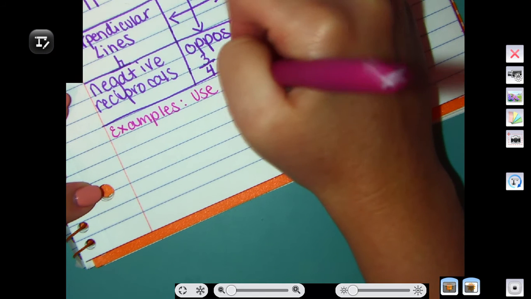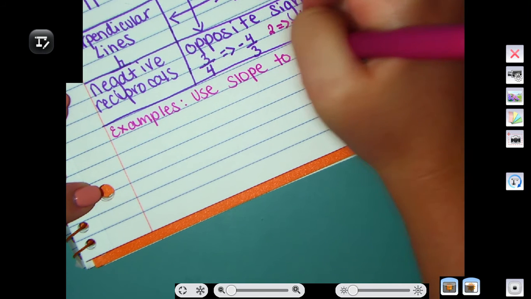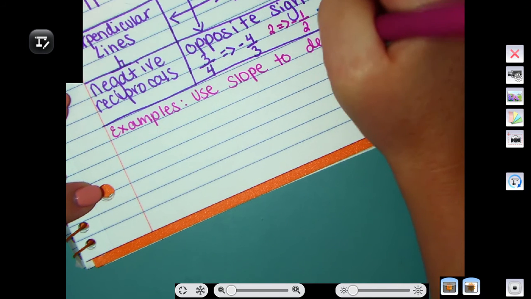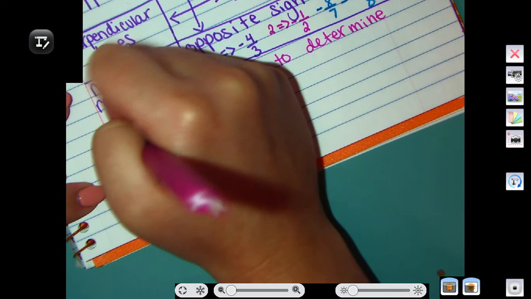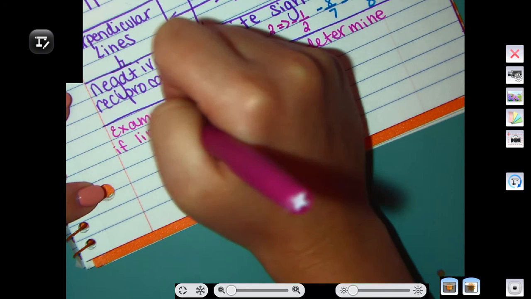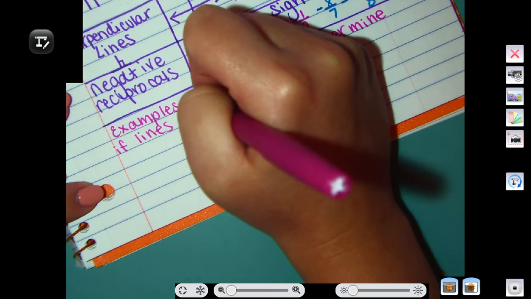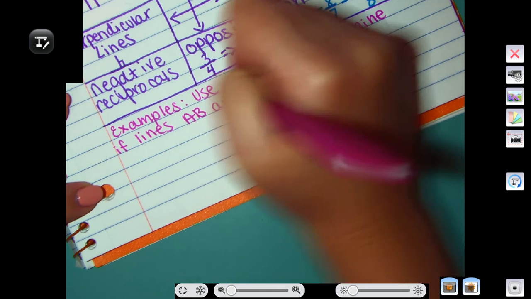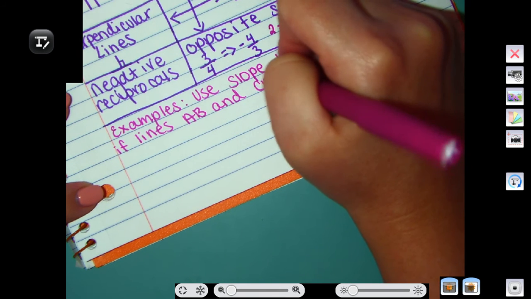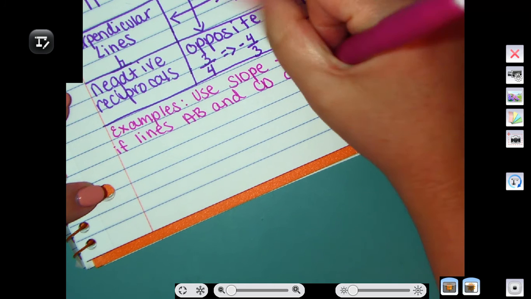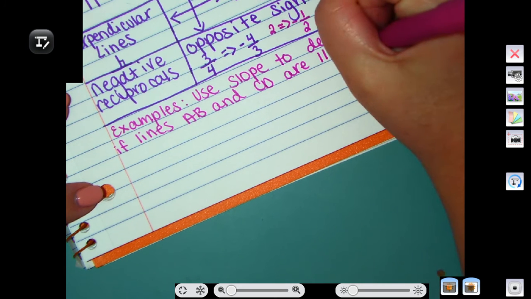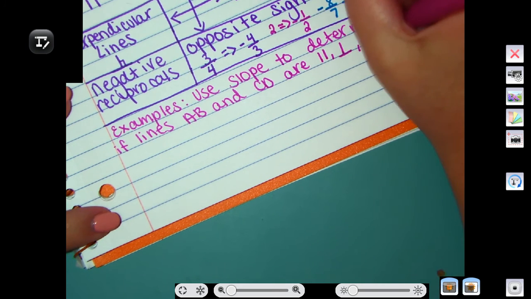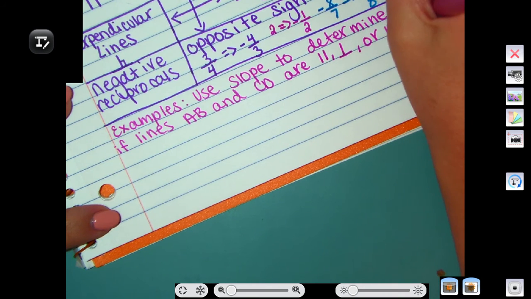Use slope to determine if lines AB and CD are parallel. I'm just going to use the symbols. Parallel, perpendicular, or neither. So maybe they have no relationship.